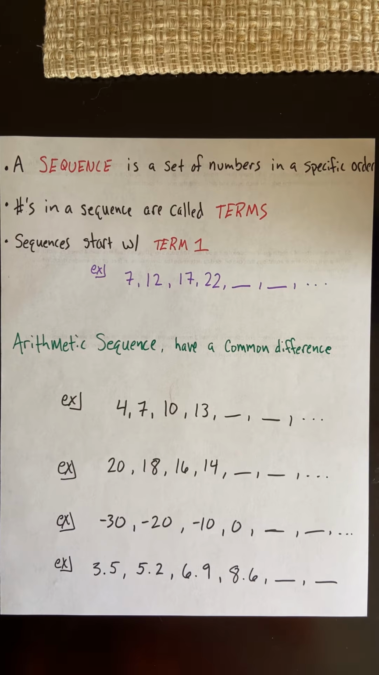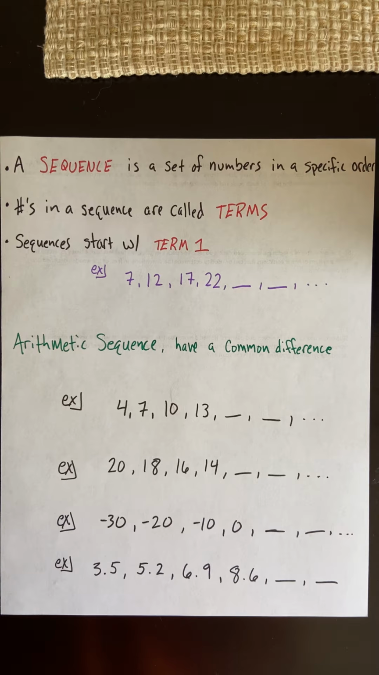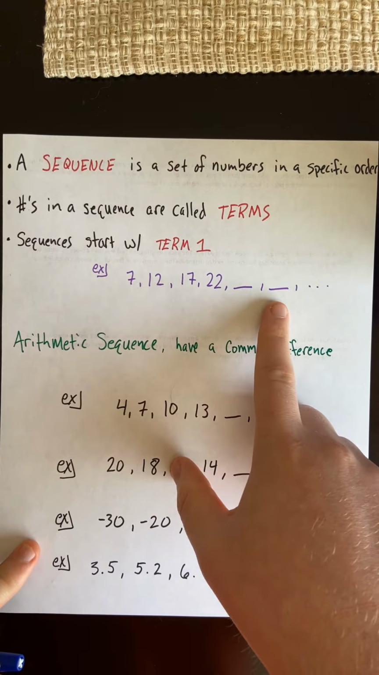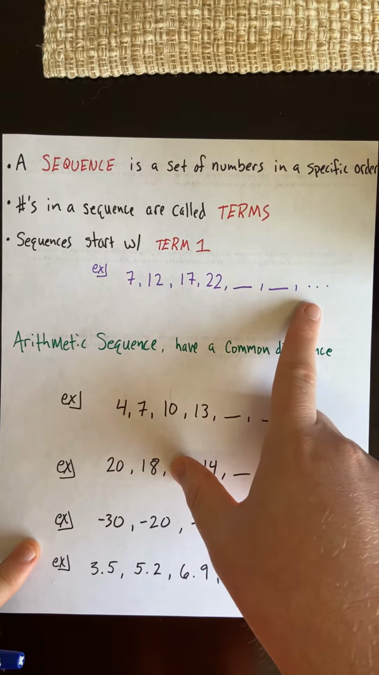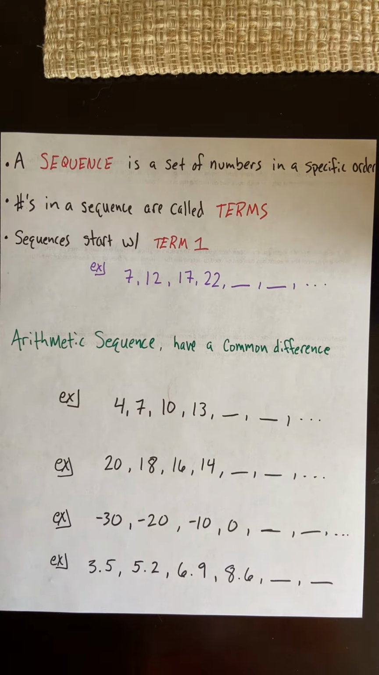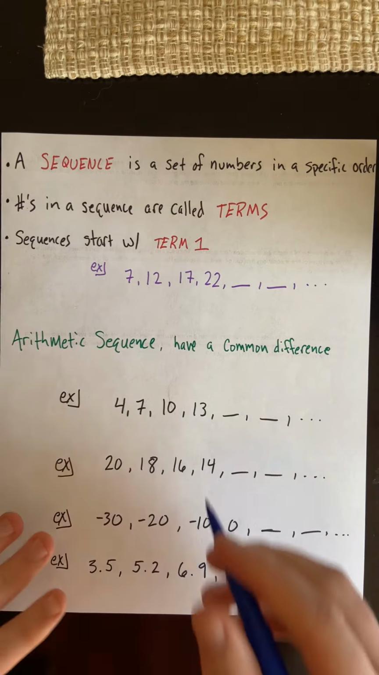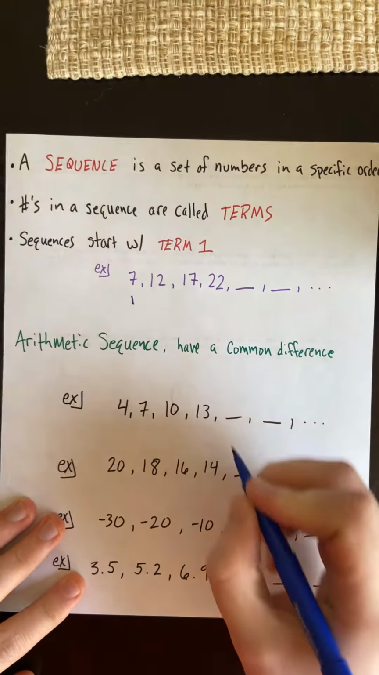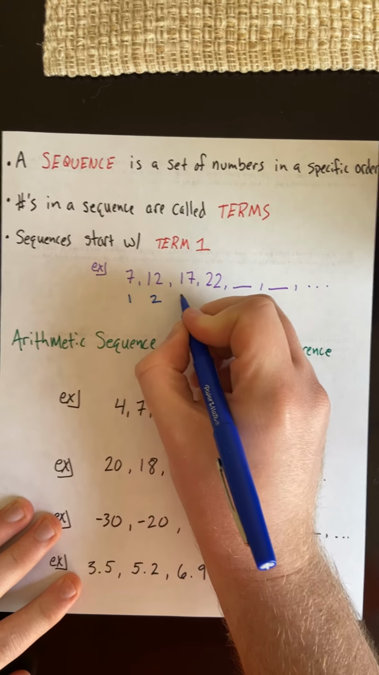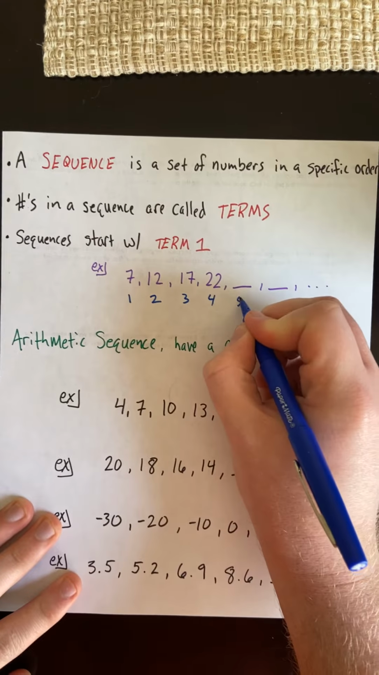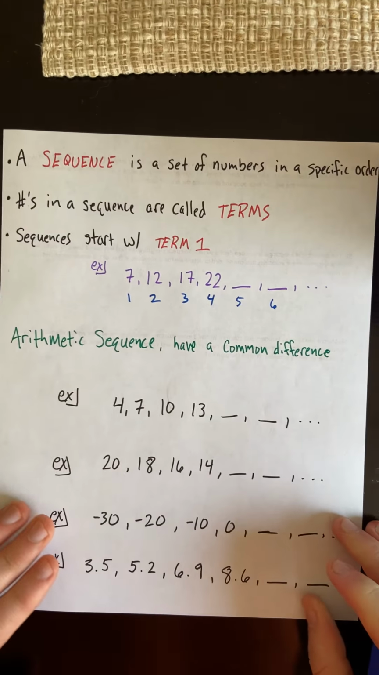So if we look at my purple list of numbers, these numbers are in a specific order, okay? We've got 7, 12, 17, 22. These blanks here I'm just referring to as continuous numbers, and we're going to be able to find these next numbers, okay? As we can look, there is a pattern to these numbers, right? And with your counting numbers, this 7 would be term 1. This 12 would be term 2, term 3, term 4, and so forth, okay?